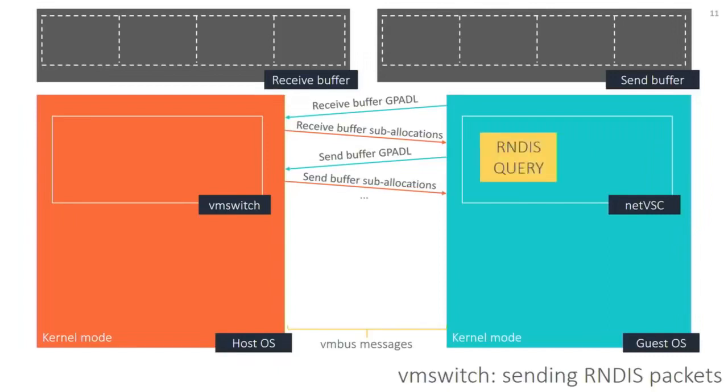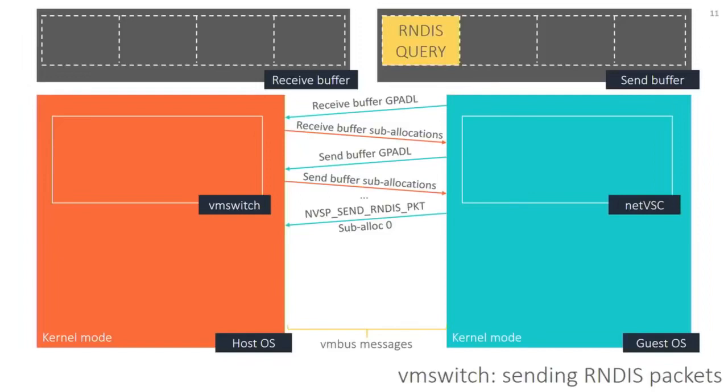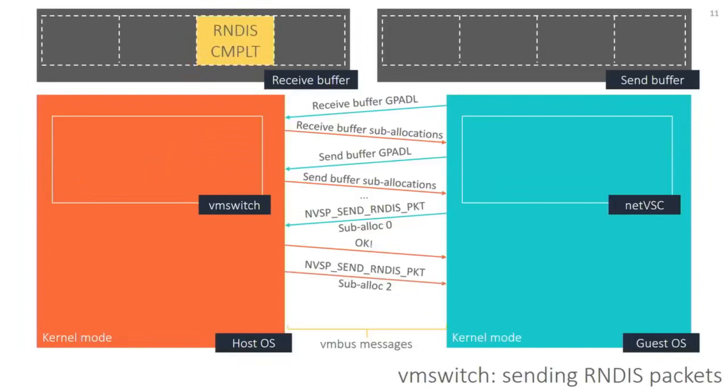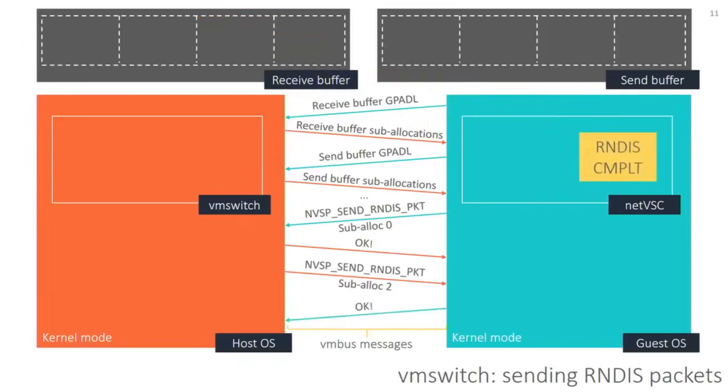So let's say it wants to send an RNDIS query message. It first generates it, copies it into the send buffer, and sends a VM bus message to the host OS to say, hey, check it out, there's a message in the send buffer, sub-allocation 0, you should really process that. VM switch is like, okay, cool, grabs it, and acknowledges that it grabbed it, so now the send buffer is free again and can be used if necessary. Then it processes it, generates a response, puts it into the receive buffer, and tells the guest OS that there's something in the receive buffer, sub-allocation number 2. The guest OS grabs it, is very happy, and acknowledges that it has grabbed it, and once again both the send buffer and the receive buffer are completely free.